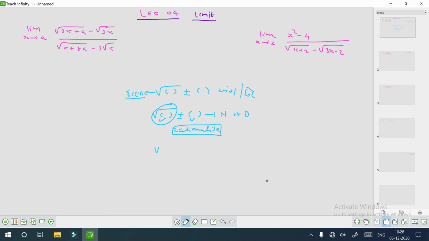But whenever square root of something plus or minus square root of some function is given to us, square root of some function plus or minus square root of function, either in numerator or in denominator quantity, at that time also we have to rationalize.